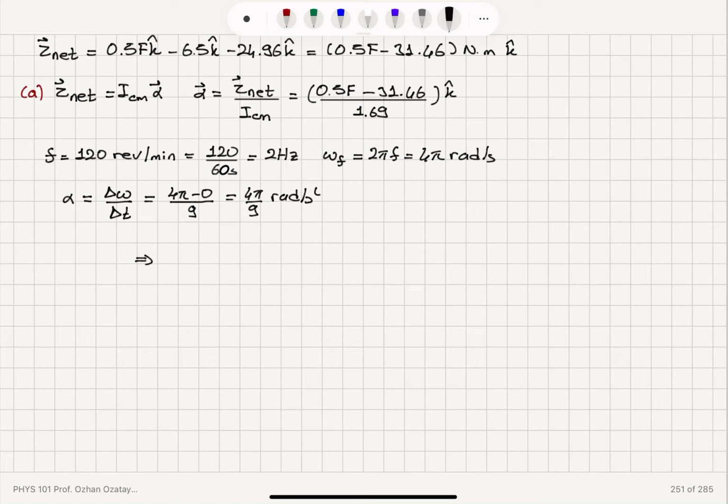Therefore, I find that 0.5 F minus 31.46 divided by 1.69 kilograms meters squared must be equal to 4 pi over 9. And if I solve this for F, I will find that F must be equal to 67.6 newtons.